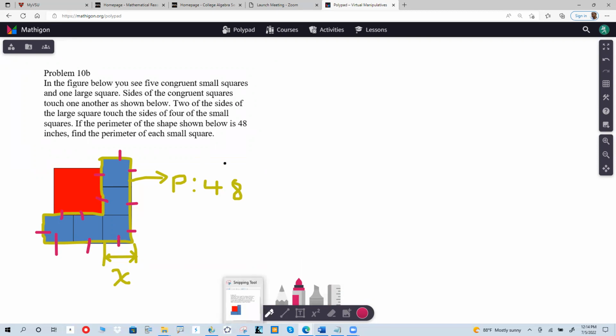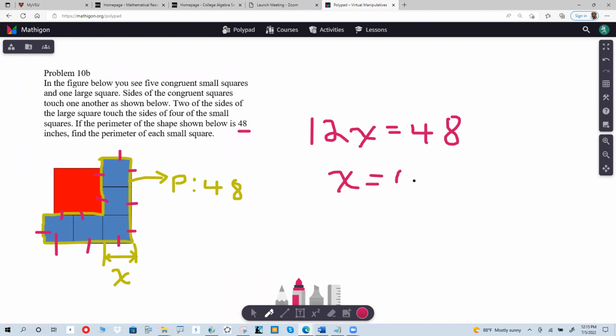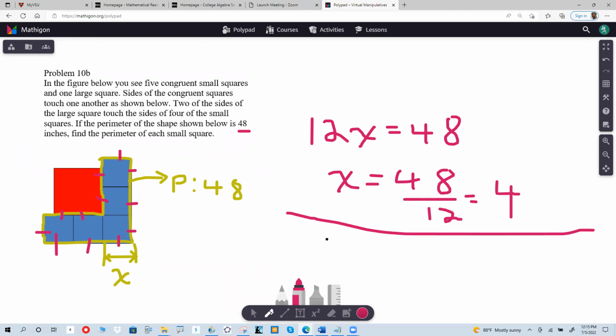Each is X, so the perimeter has to be 12X, and that has to be 48 because the perimeter is 48. It's given in the question. And you divide both sides by 12. You get 4. So X is 4. The question wants you to determine what's the perimeter of each blue square.